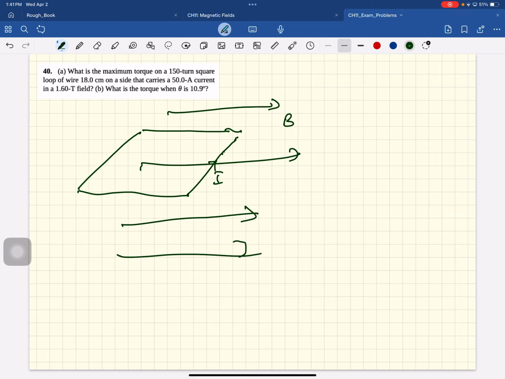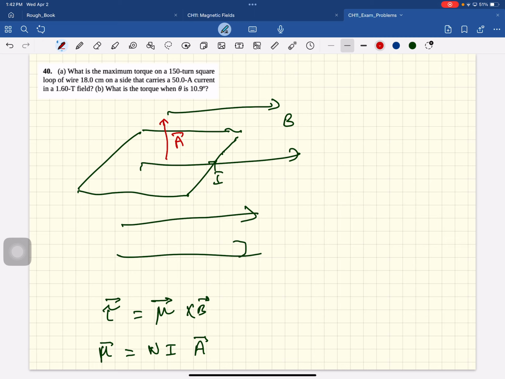The torque is given by mu cross B. What is mu? That's the magnetic moment, how strong of a magnet this is. And mu is n, the number of turns, times I times the area vector. So in our case, the area vector is in this direction.